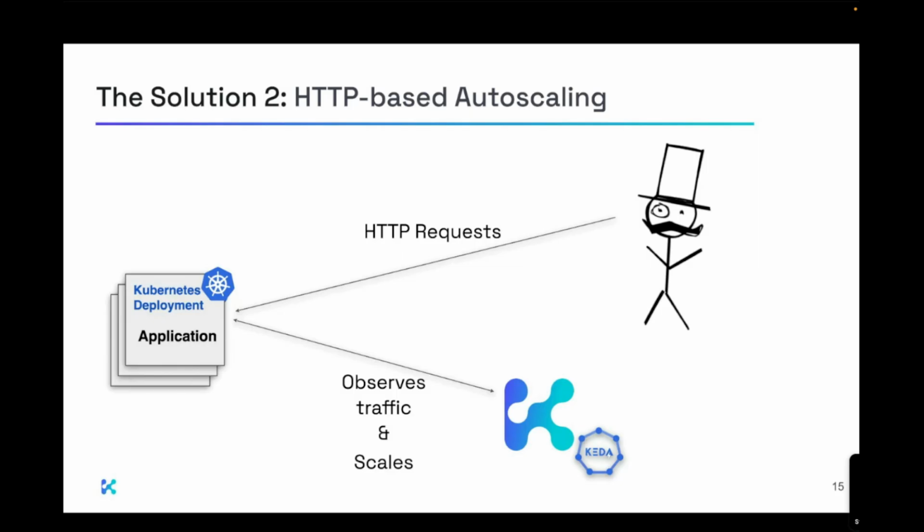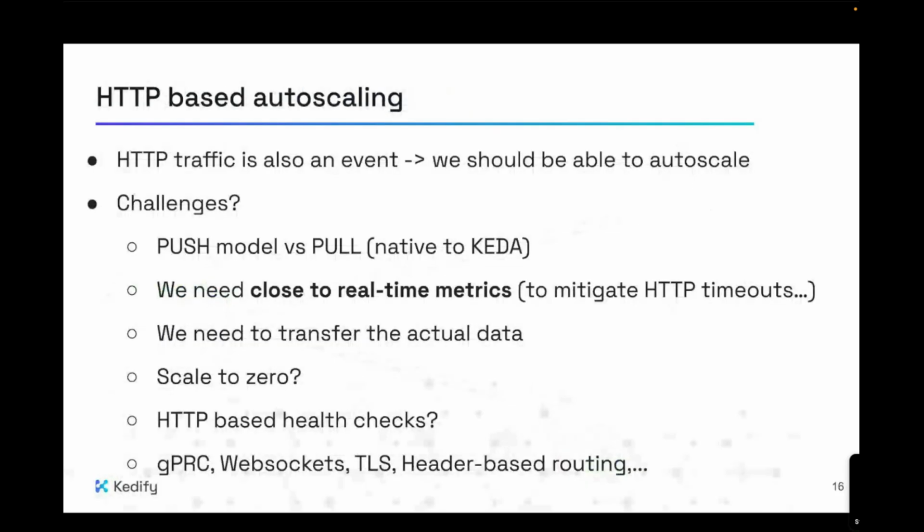And the HTTP traffic is very sensitive to delays, so we should be careful about the scaling aspect, and we should start scaling out as soon as possible when the load is hitting there. So the HTTP-based scaling is more like a type of the custom metrics, but it's more related to the real-time aspect of the whole problem. Because HTTP traffic is also an event, so we should be able to autoscale.